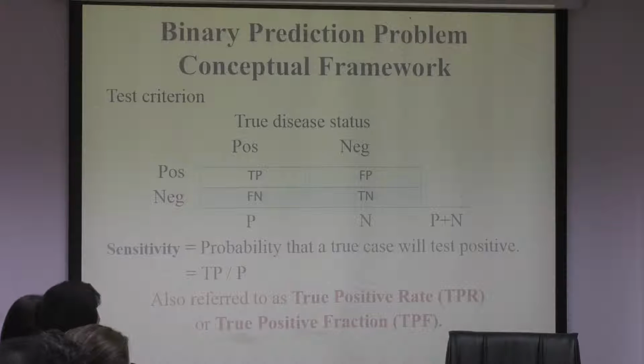So sensitivity is where I start focusing, instead of looking at the true positives and the true negatives, I start focusing on the true positives. So sensitivity is the probability that a true case will test positive. Who are the true cases? It is the TP and the FN, the true positives and the false negatives. So it's a conditional probability, if you remember what conditional probability is.